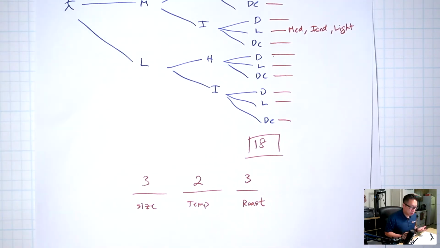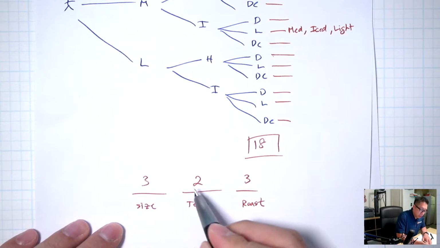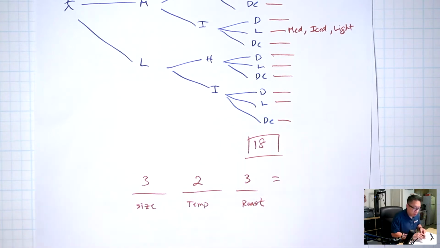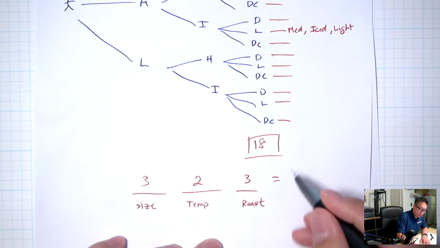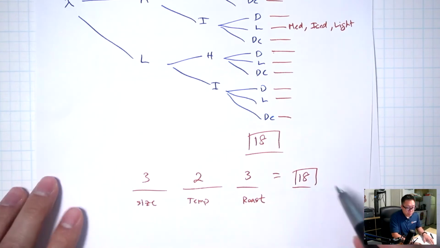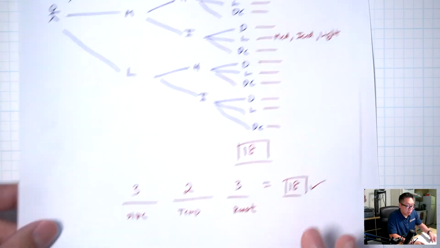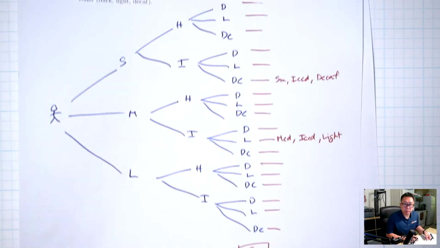And what the counting principle basically says is after you count how many options you have for each part or each choice, multiply them together. 3 times 2 times 3. What is 3 times 2 times 3? It's 18. Which matches what we had when we did the long way by listing out all the possibilities.